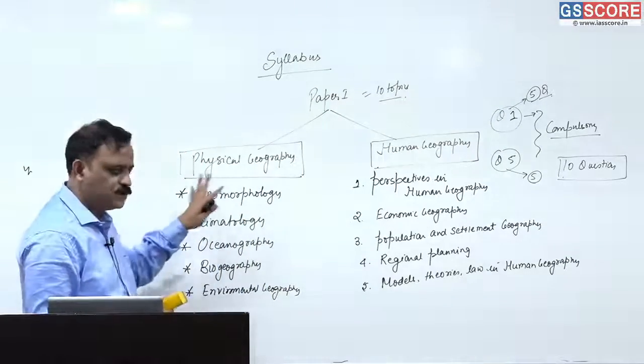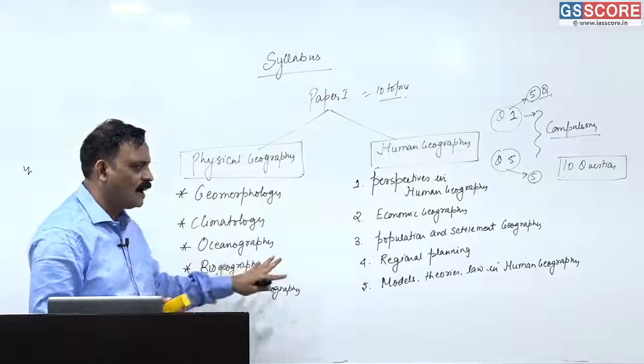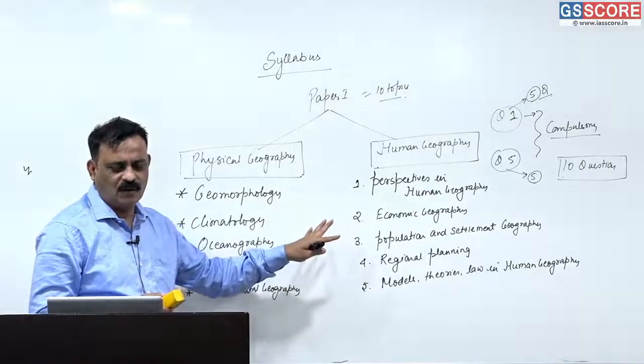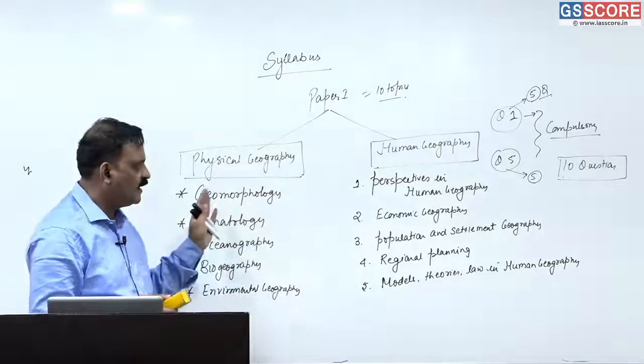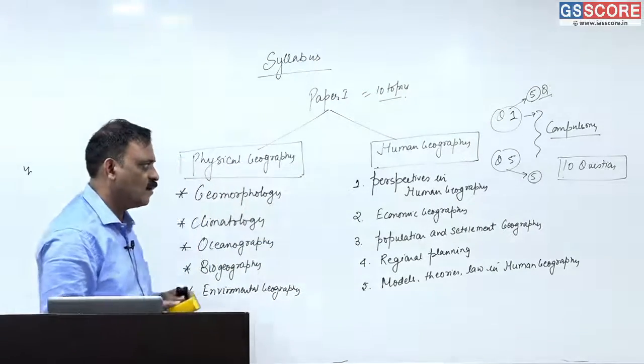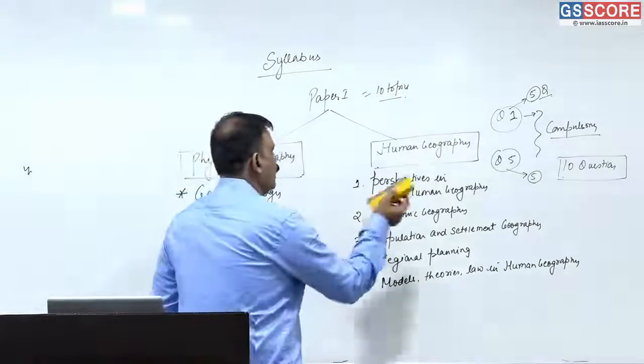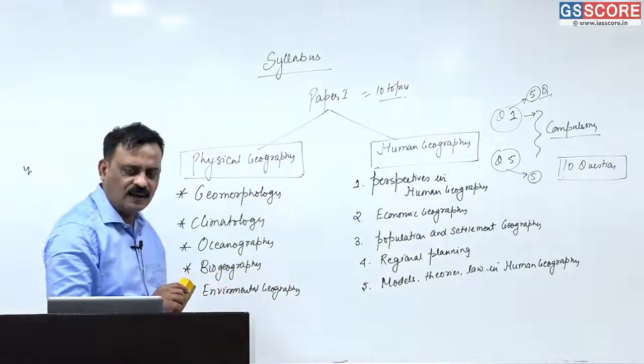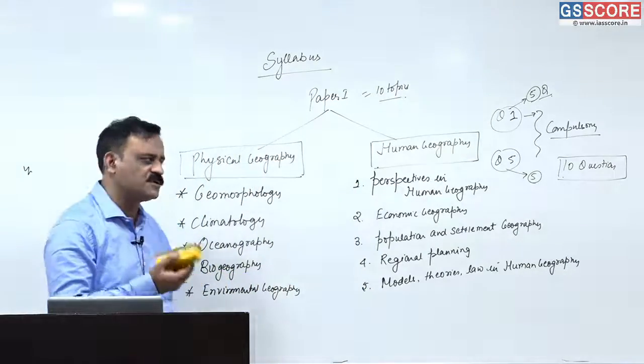So for now you should be aware that you are required to prepare 10 topics in your paper 1, divided into two categories. One is physical geography and another is human geography. Now, as I have discussed just now, let's have a brief idea about what is geography.